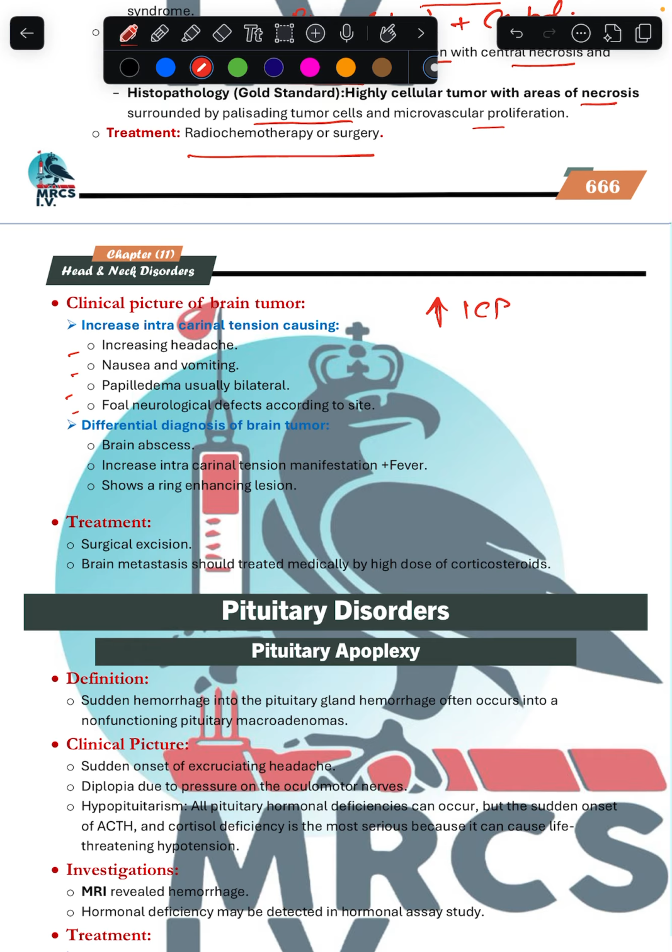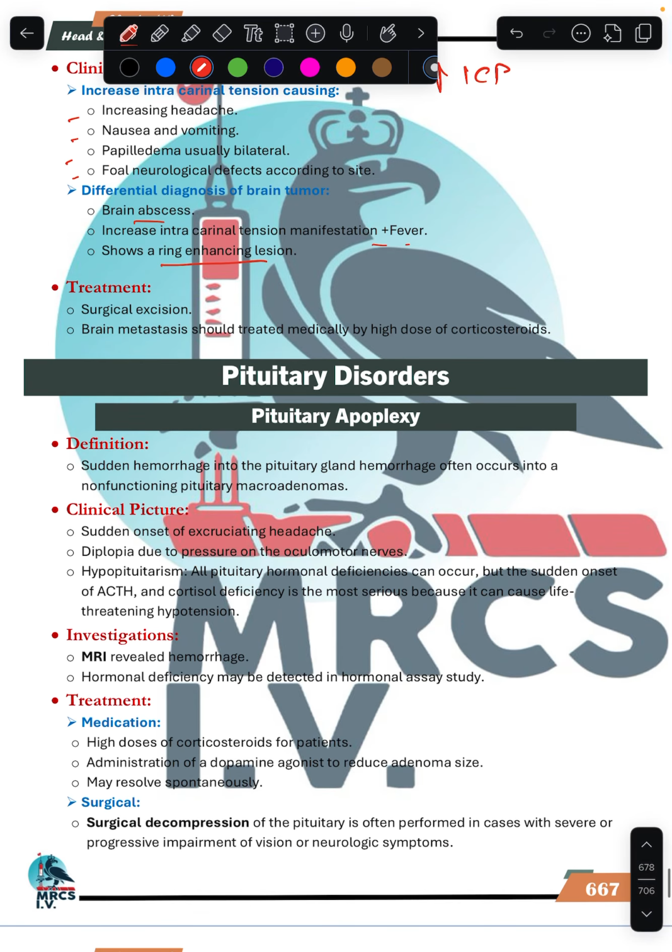Differential diagnosis of brain tumor: abscess can be there, with intracranial manifestations plus fever. A ring enhancing lesion can be seen in abscess also. Treatment is surgical excision. Brain metastasis should be treated medically by high dose corticosteroids.